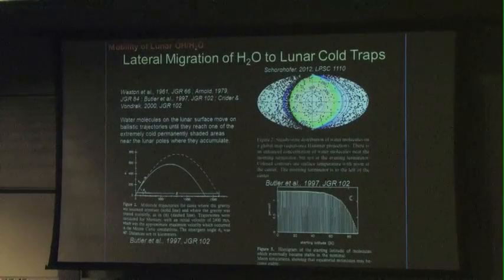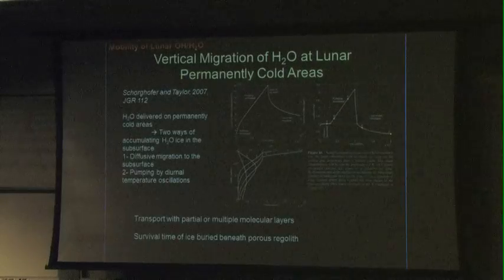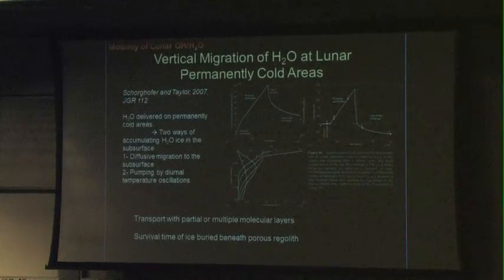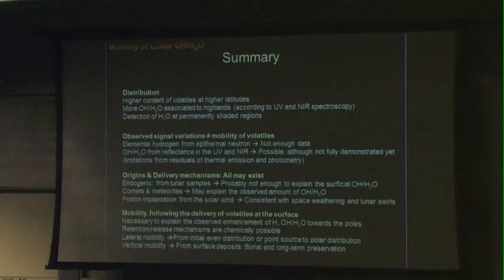And we have seen this plot already this morning. This is the contribution of molecules from low latitude that contribute to the volatile content at higher latitude. And this is another model, but this is different. This is for the vertical migration of H2O. So that explains how molecules may survive at the surface of the moon, or maybe subsequently be buried beneath the surface, and therefore be present for long times. So this is a summary of what I just explained.